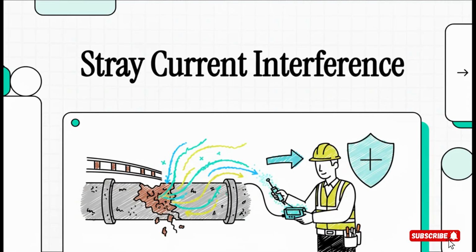All right, let's talk about something that's a huge headache for every CP tech out there: stray current interference. This stuff is a silent killer for the infrastructure we're trying to protect. So in this explainer, we're going to break it all down. What it is, where it comes from, and most importantly, how to stop it.